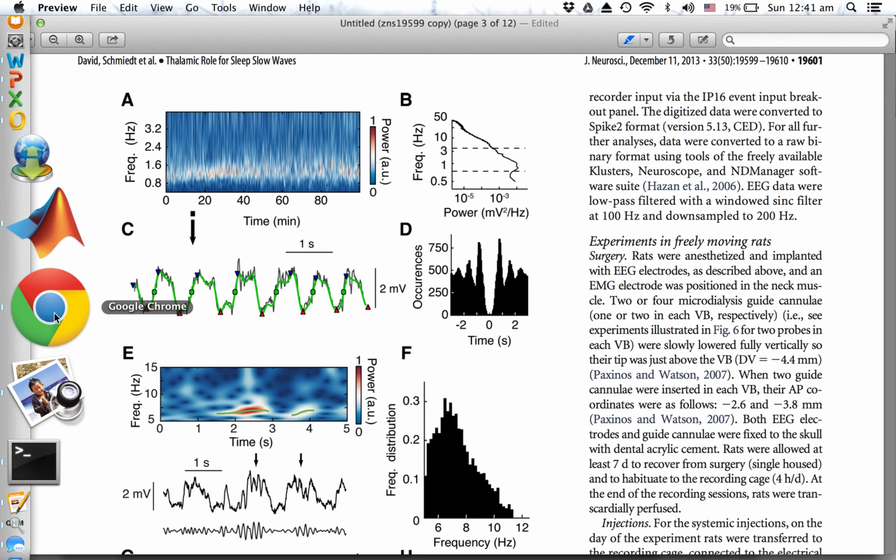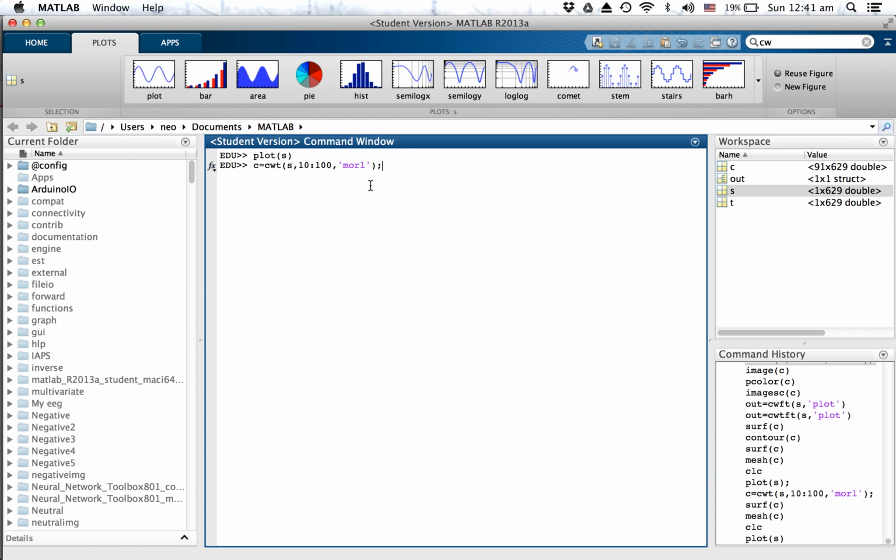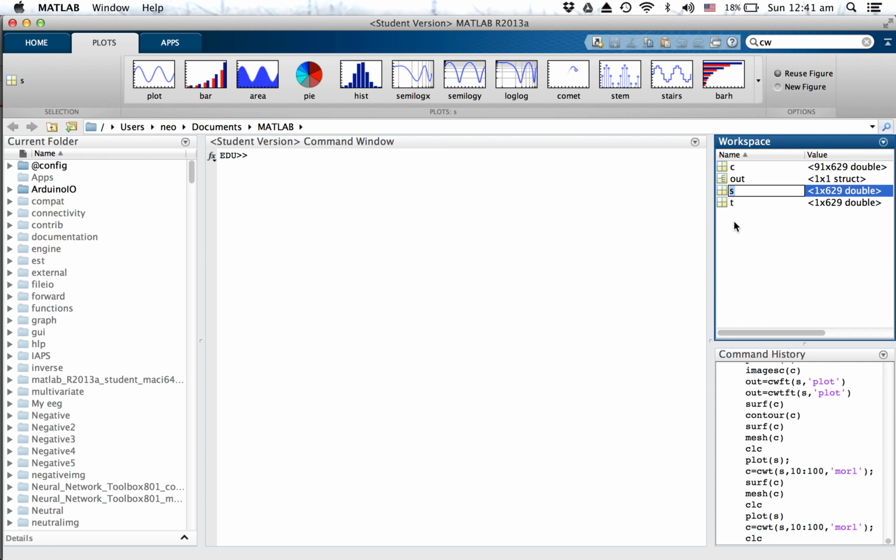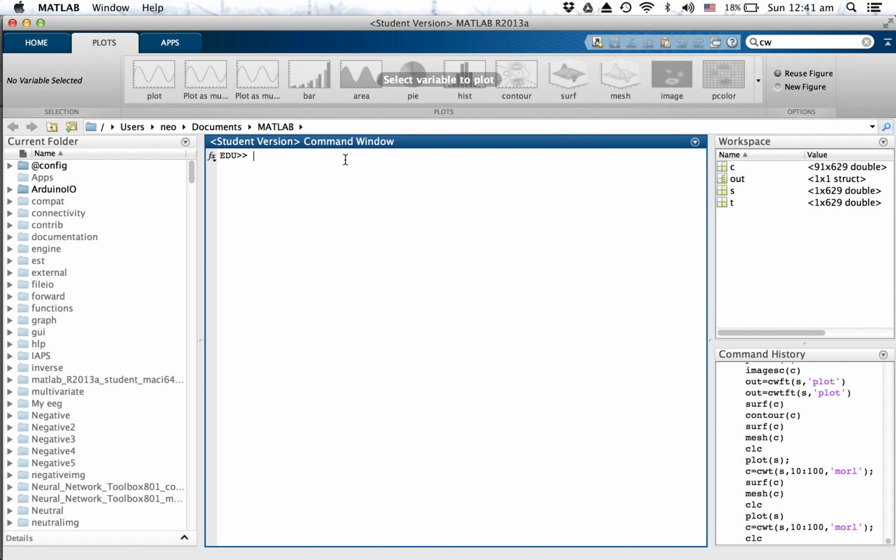So for wavelet analysis, first I'll go to MATLAB. Let us see what I have done here. Now, an EEG signal is a complex signal that is the summed activity of multiple signals. So to understand wavelet analysis, let us start with a simple signal. I have a simple signal S, so let us try to plot it.